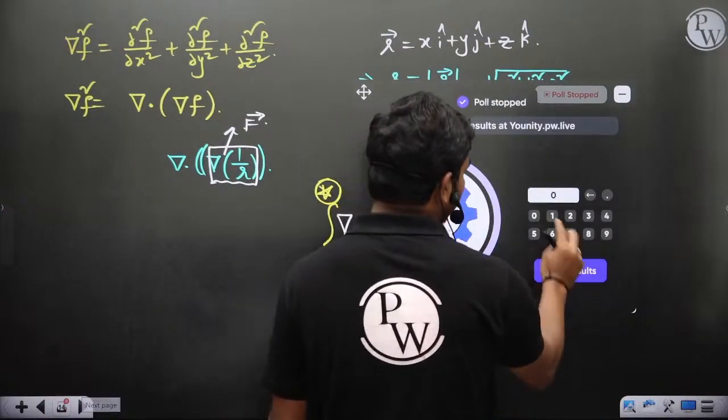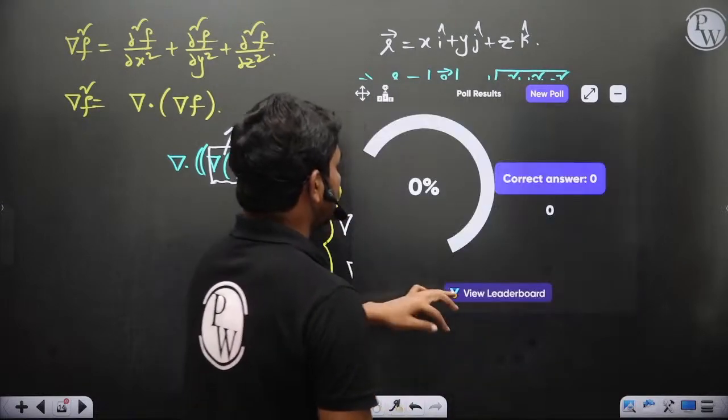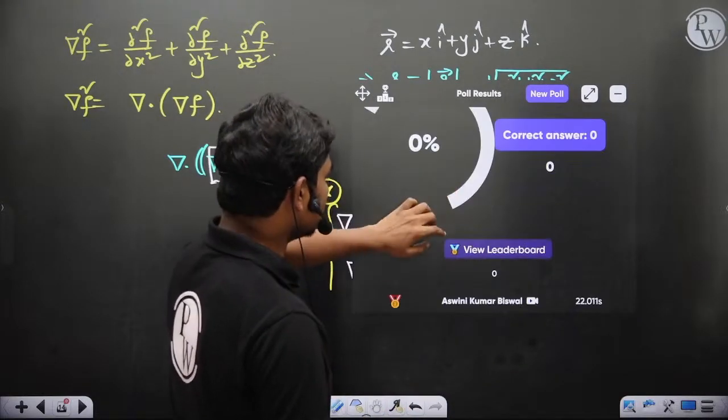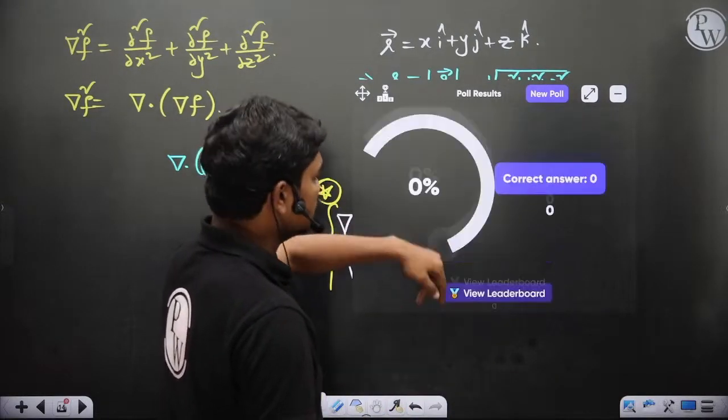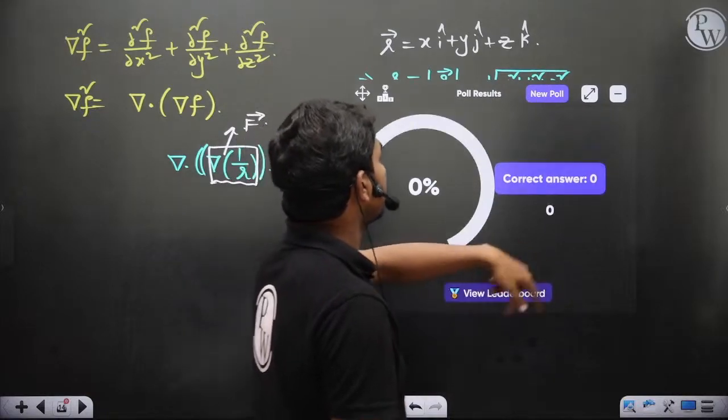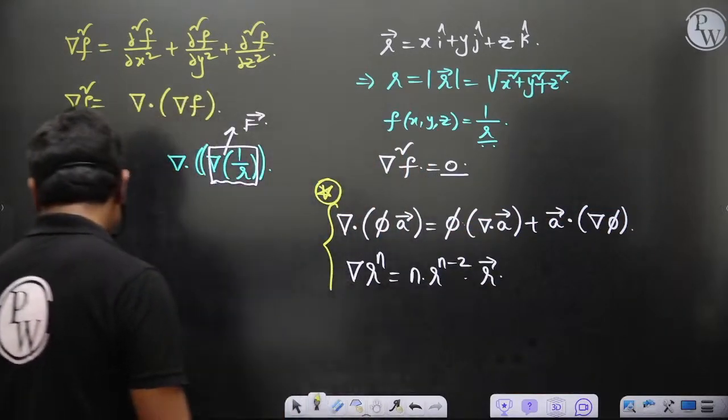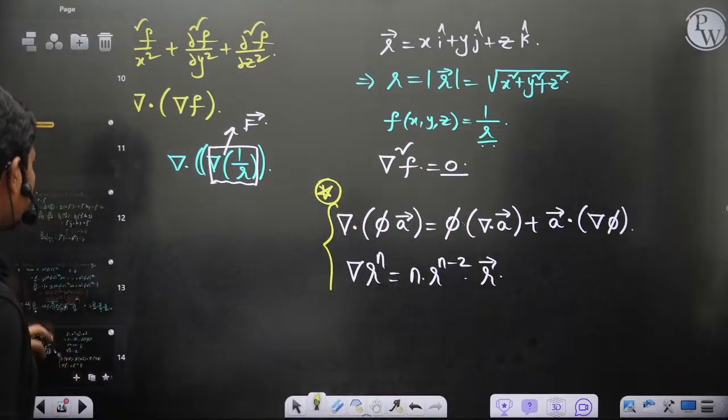So let's check it up. Some of you have entered 0, none of you, okay. Ashwini Kumar Baiswal has entered, 22 seconds, fine. So let's see, I'll give you one more question before I move forward.